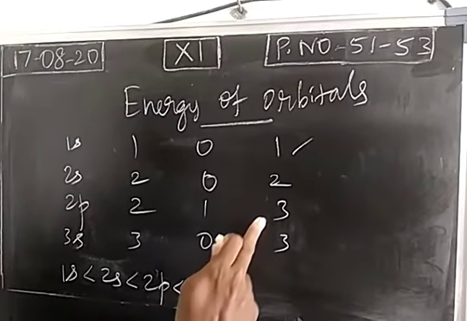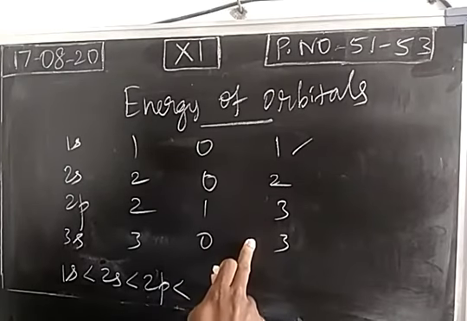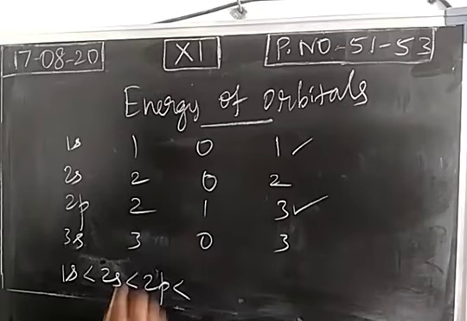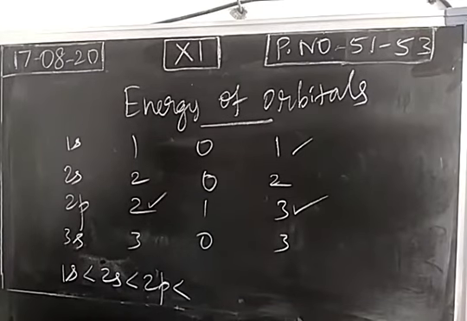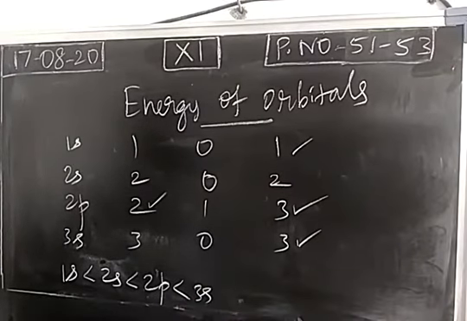Now there is a question: the 2p orbital and 3s orbital both have the same n plus l value. In that case, we have to find the orbital with the lower principal quantum number. So 2p and 3s both have n plus l value 3, which means the 2p orbital has the lesser principal quantum number. So the 2p orbital has less energy, and the 3s orbital has more energy. So in this way, we may follow the order.